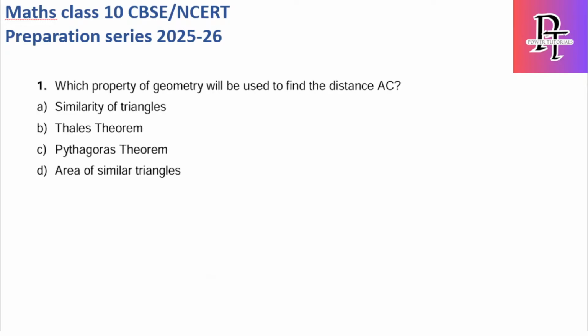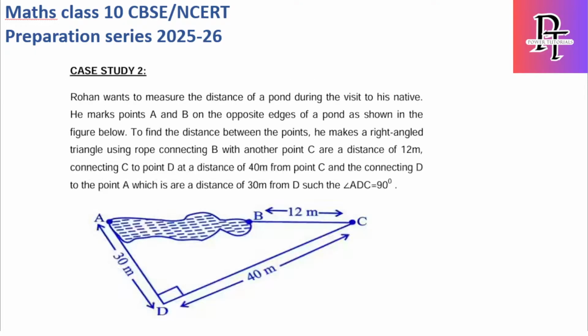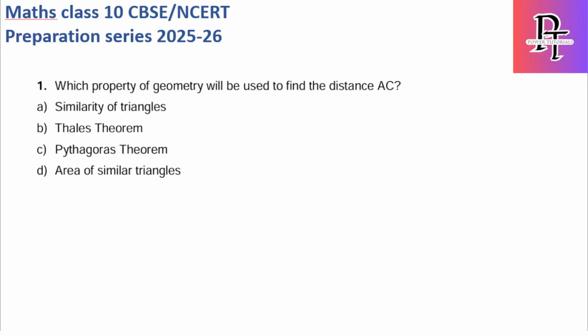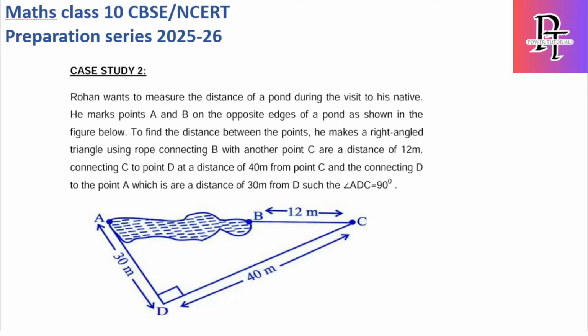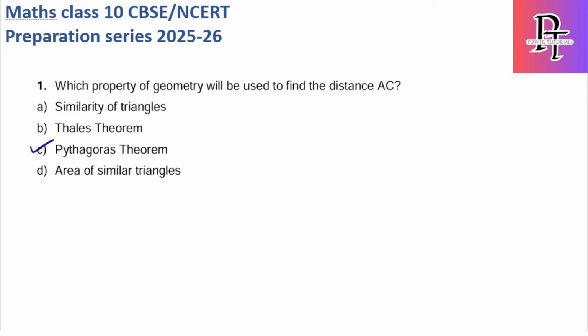Let's see what they are asking. Which property of geometry will be used to find the distance of AC? So you have to use similar triangles. Wait, we need to use what? AC length. Okay, for AC you should not use similar triangles, it should be Pythagoras theorem. The answer is Pythagoras theorem, because we don't have 2 triangles, you have only 1 triangle, and it is clearly mentioned this is a right angle triangle. We need to find length AC. So simply using Pythagoras theorem we can find the distance of AC.